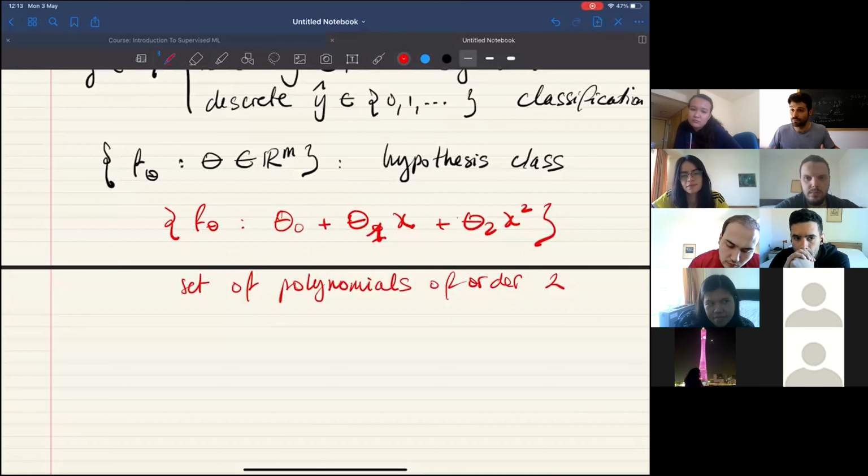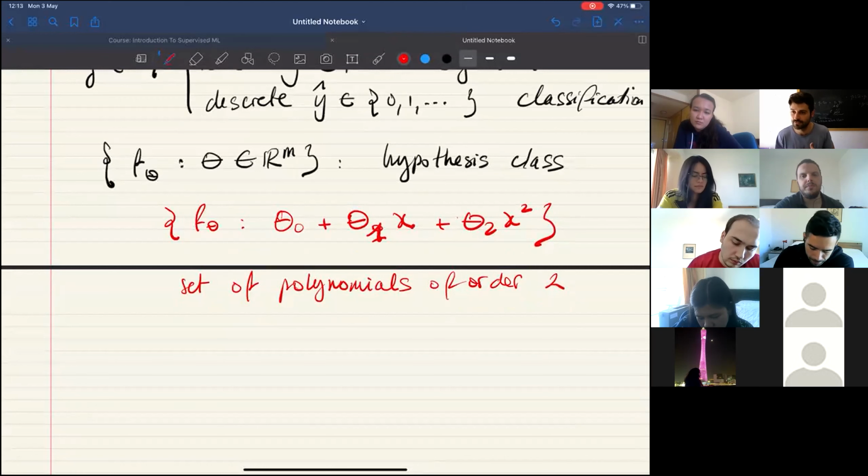And the task is, once you define a hypothesis class that you think is good enough for your task, you need to find which function in this hypothesis class is the best one. So you need to find which parameters are the best in your case, given the data you have access to.